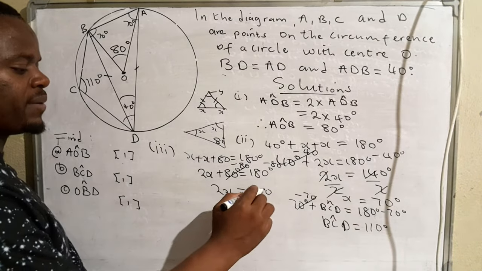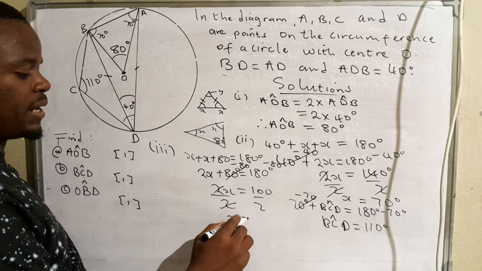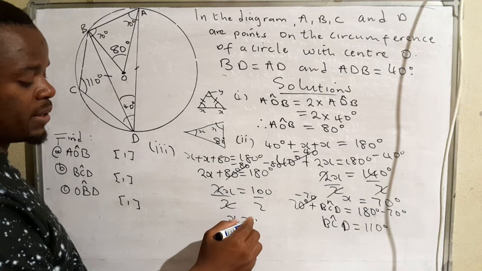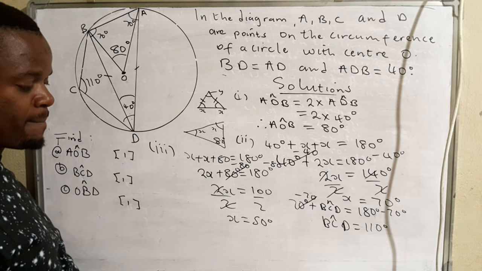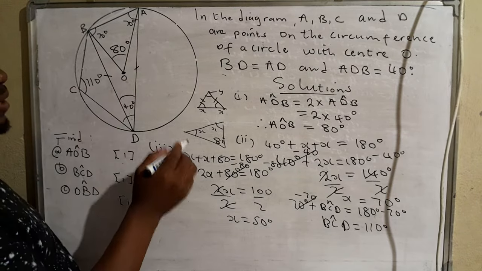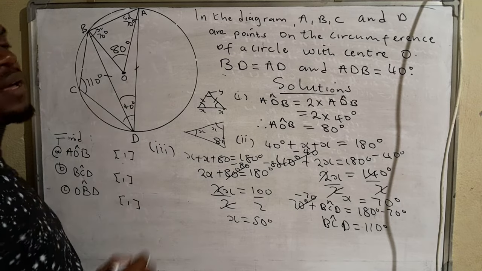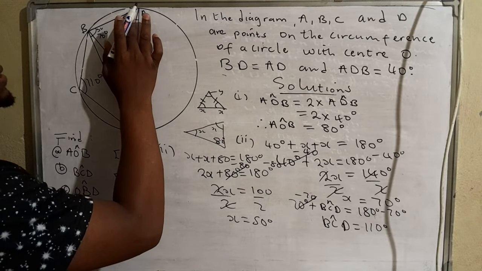That will be 100. We divide by 2 there, 2 there. And then X is equal to 100 divided by 2. That's actually 50 degrees. So these are 50, the base angles. 50 degrees, that one, 50 degrees. But remember, we had found, let me separate this.